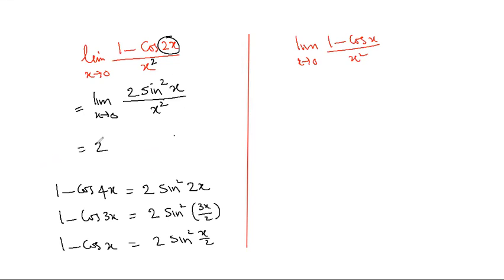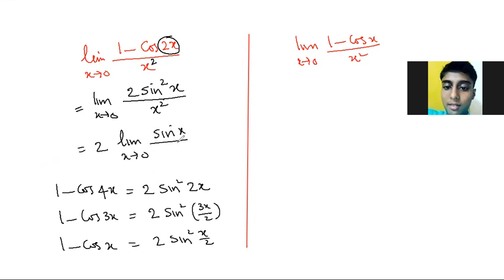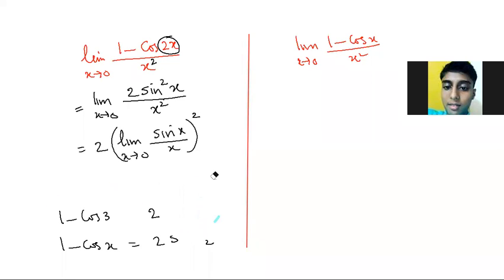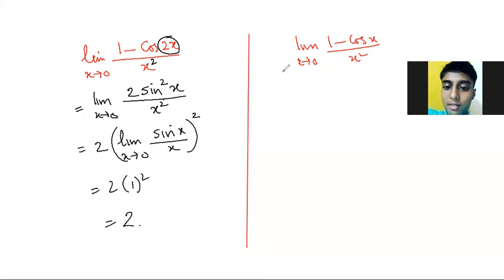Then 2 goes outside. Now both the terms have square in them, so whenever square is there, we make it a whole square. So your answer became 2 into 1 square. Now tell me, any doubt anywhere? No, sir. Answer is 2.